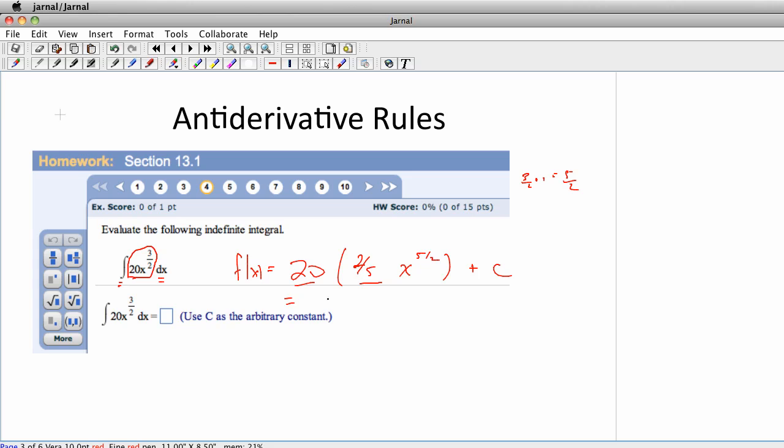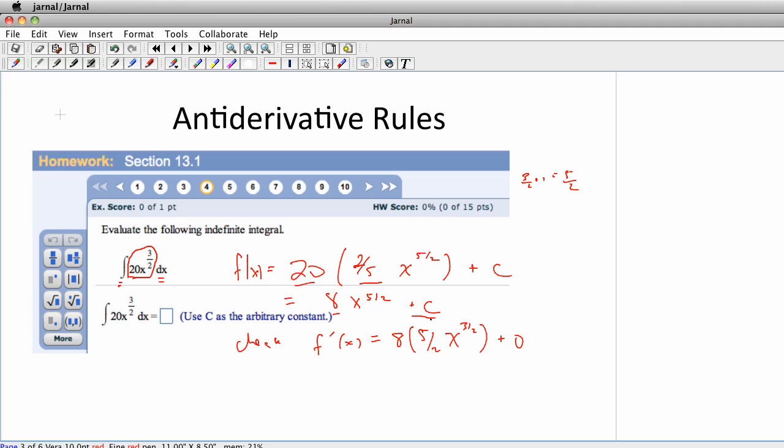20 times 2/5 is 8. So I have 8x to the 5 halves plus c. So when I check, I have f prime of x is equal to, again, I leave the 8 alone. The derivative of x to the 5 halves is 5 halves times x, and I need to reduce the 5 halves by 1, which would be 3 halves. And of course, the derivative of the plus c is just 0.